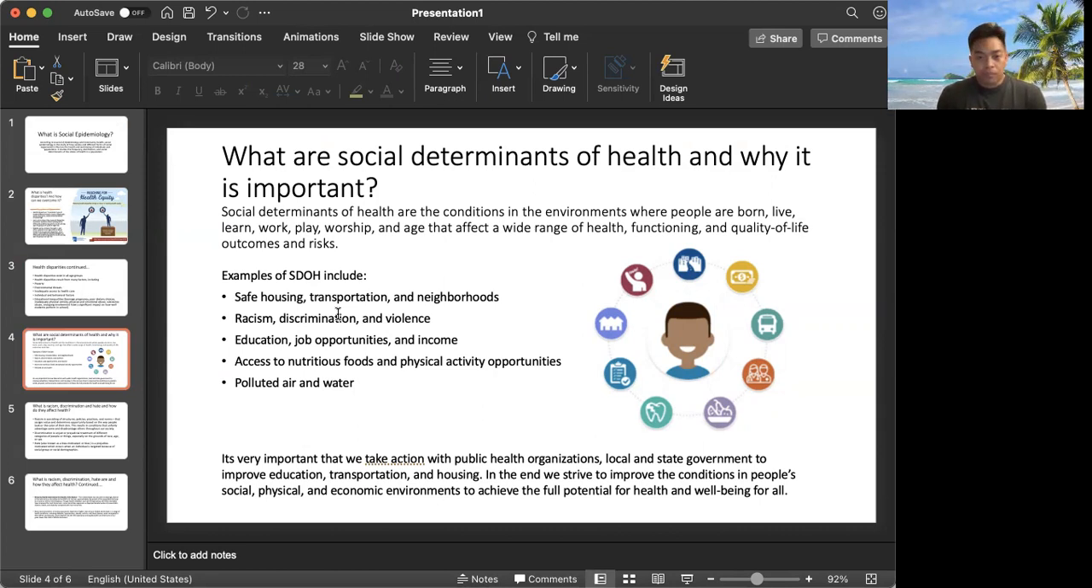So it is very important that we take actions with public health organizations and local and state government to improve education and transportation and housing, to improve people's social and physical environments, to achieve their full potential for health and well-being.